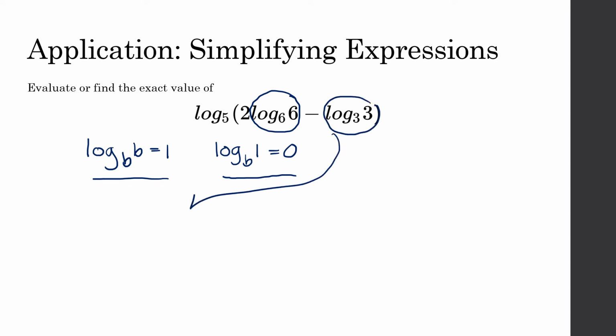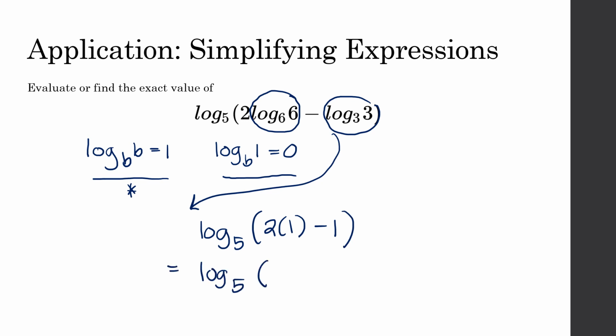So if we simplify this, this will become log base 5 of 2, but log base 6 of 6, according to the first special logarithm, is equal to 1, minus log base 3 of 3, which is also equal to 1. To simplify further, log base 5 of 2 times 1 minus 1 is 1. And this is exactly a version of log base b of 1, and we know log base b of 1 is equal to 0. So that's how we apply these two special logarithms.